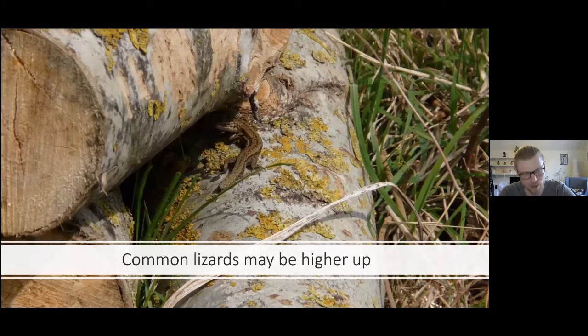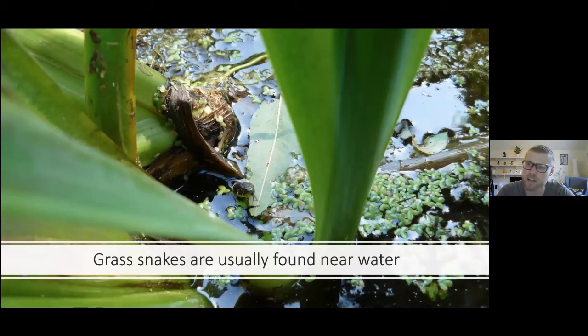Common lizards may be higher up, so they do climb log piles. I've seen them climb fencing to get to the top of the fencing and sit in the sun. So you do have to maybe raise your eyes from ground level a little bit if you're looking for common lizards. And grass snakes are usually found near water. They're amphibian specialists. They like to eat newts and frogs. They will actually take fish sometimes.